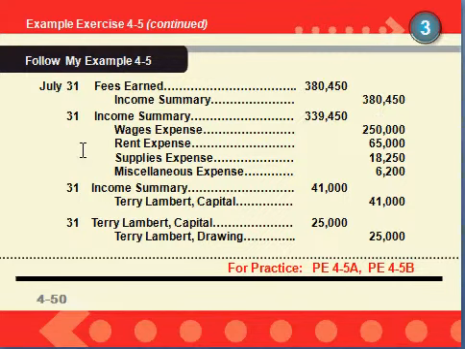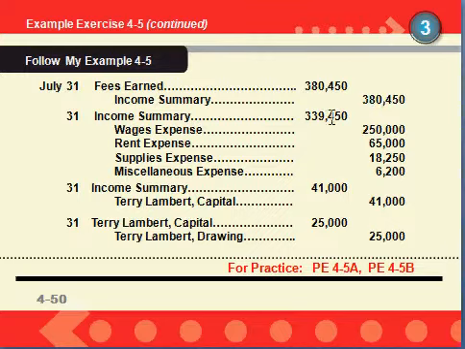$380,450. The next thing we'll do is we'll debit the income summary for $339,450, which represents a total of all of our expense accounts as shown here. Wages expense $250,000, rent expense $65,000, supplies expense $18,250, and miscellaneous expense $6,200. And you total that up, and that comes out to the $339,450.